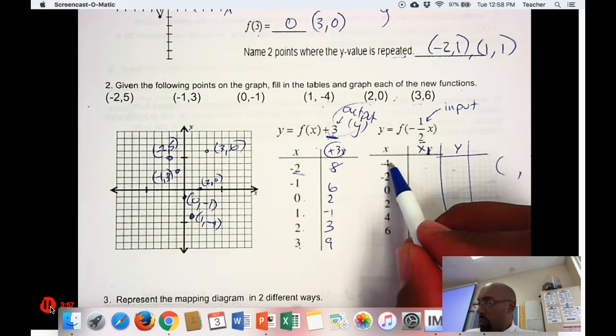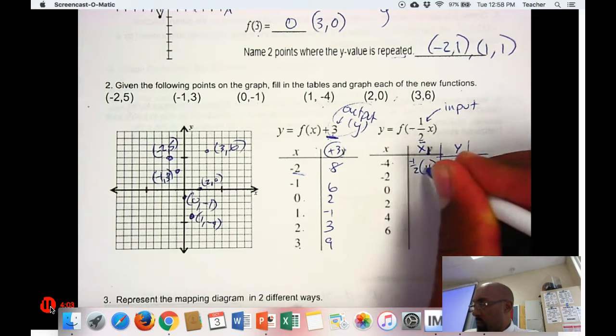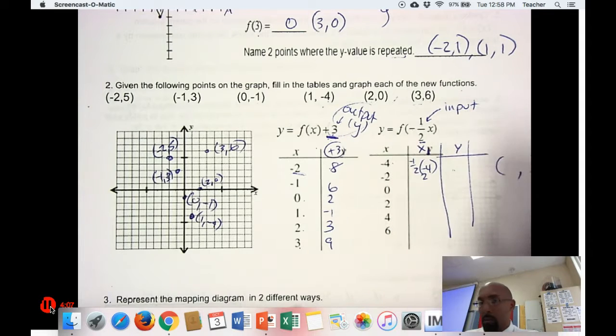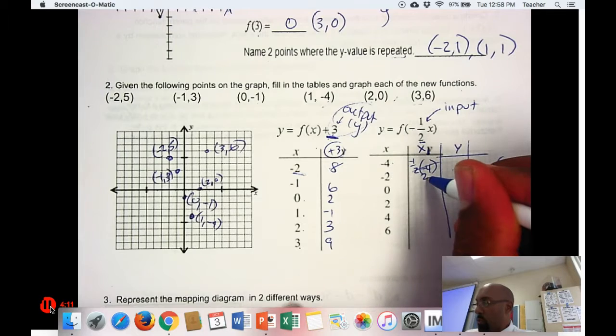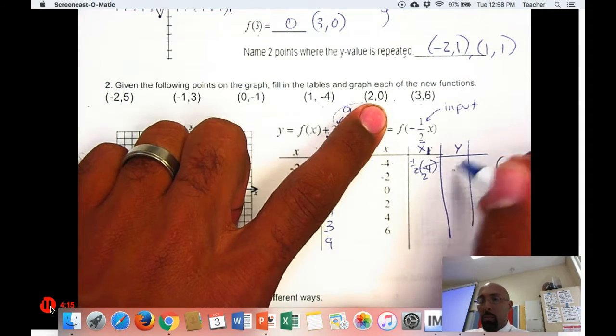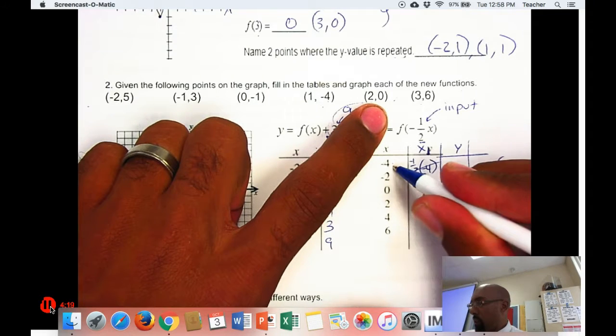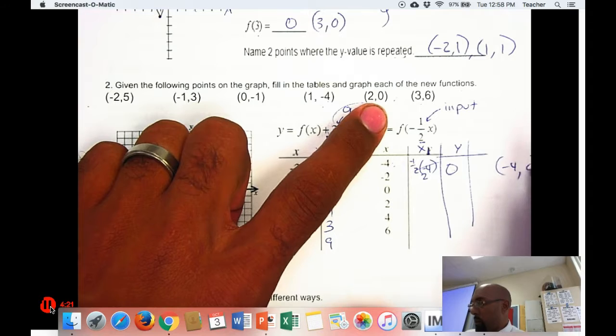So first what we're going to do is -1/2 times -4. That is 2, that cancels off the 2. So then 2, I go over here on the chart, and 2 gives me 0. So my new point, the input is -4 and 0.